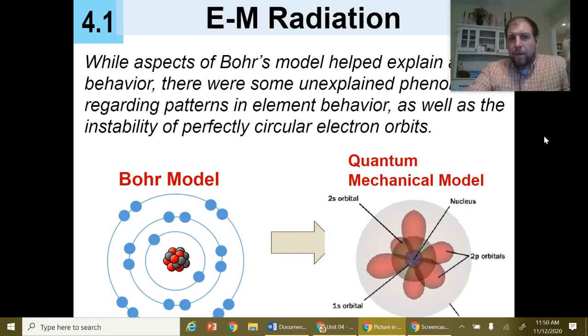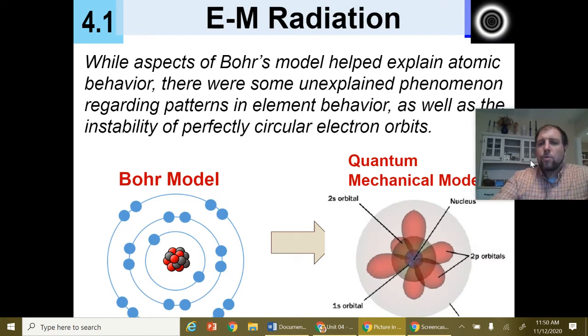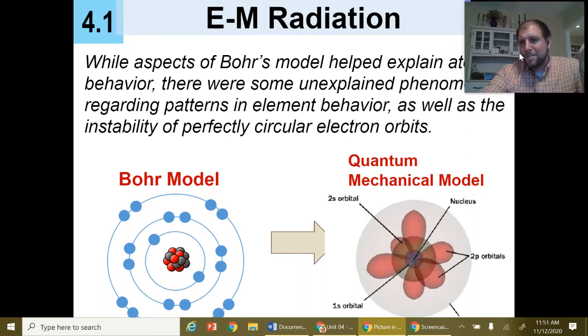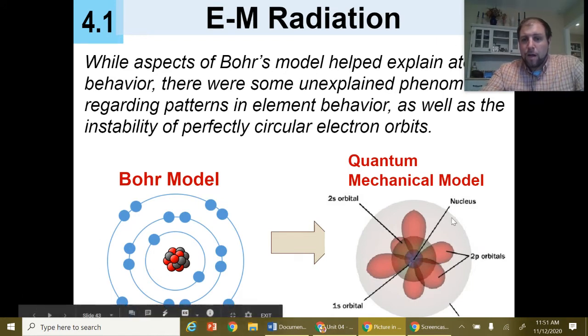So again, while many aspects of Bohr's model helped explain atomic behavior, there were some unexplained phenomena regarding patterns in element behavior, as well as science showing that you can't have electrons in perfectly circular orbits. They would eventually decay and break down over time and collapse into the nucleus. So we went from Bohr's model to this much more complicated and interesting thing called the quantum mechanical model.